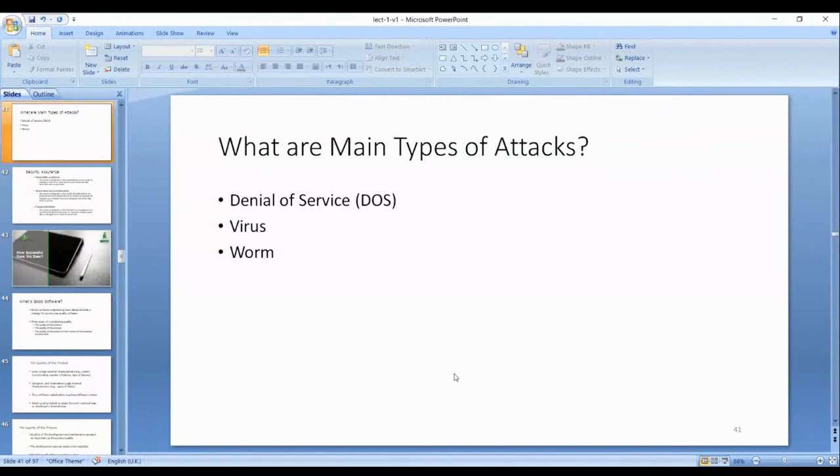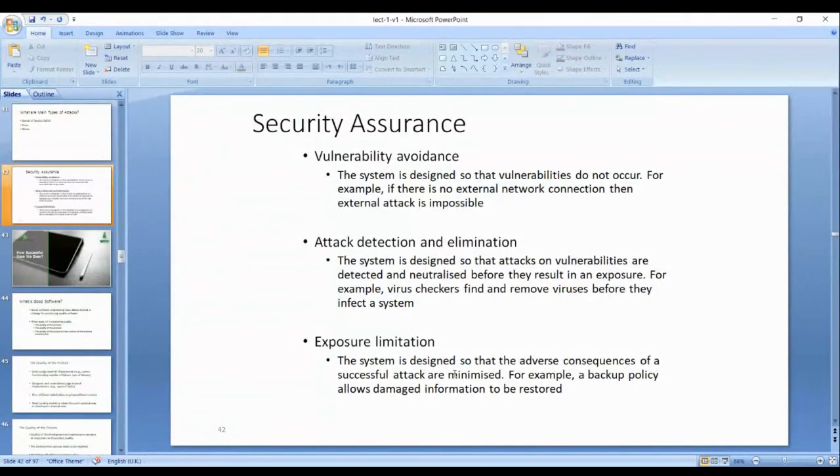Then I move to security assurance: vulnerability avoidance, attack detection and elimination, exposure limitation. Vulnerability means weak security; once identified, fix it. Like for Stuxnet, as the 40 days were identified, Microsoft started working on patches to stop those vulnerabilities.